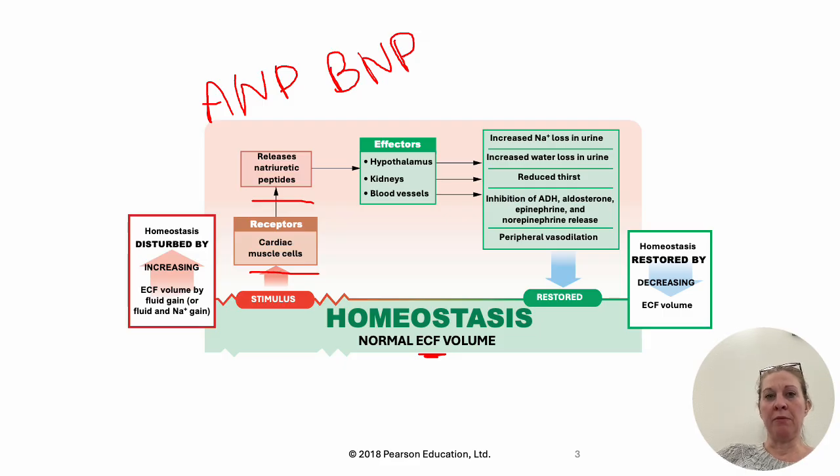The way they affect the hypothalamus is to suppress the ADH and aldosterone secretions. We want to inhibit those things, and we increase the loss of sodium in the urine. We increase water loss in urine because, of course, water follows sodium. So if you have more sodium secreted, you're going to have more water loss. And we're going to inhibit, like I said, ADH and aldosterone, epinephrine, and norepinephrine release. All of those things are inhibited a little bit to help reduce the strain on the heart muscles. And then peripheral vasodilation occurs, which helps to decrease blood pressure.